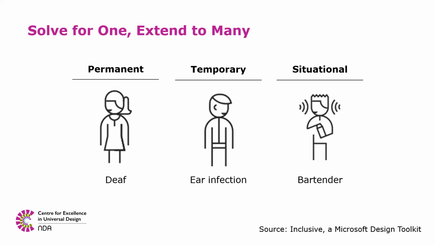Similarly, in this example, we might imagine how designing for a deaf person or a person with hearing loss would also benefit someone with an ear infection, as well as maybe a bartender working in a noisy pub. So a solution in that instance might be using a visual alarm as opposed to one that solely relies on audio signals, or captions on a screen and clear sightlines in the building as well. And maybe you can think of other examples of design features that benefit this wider range of people.